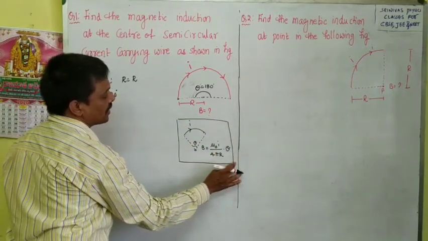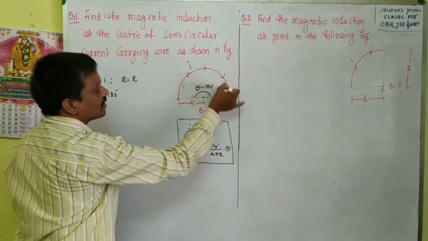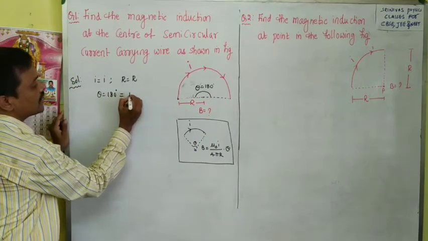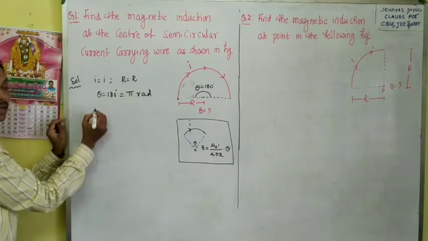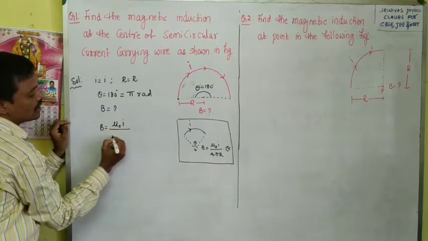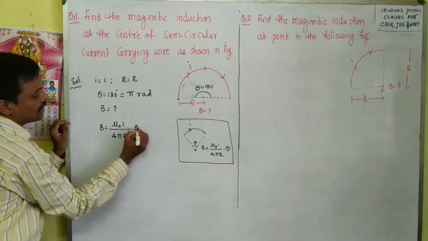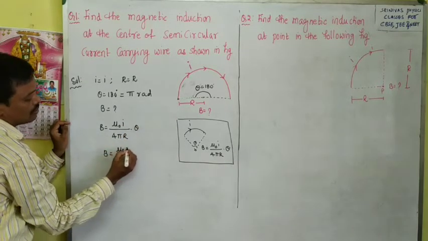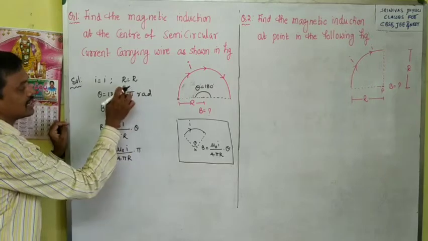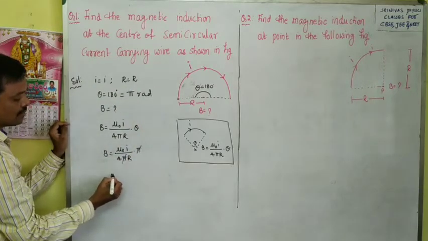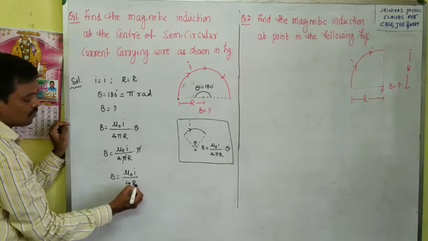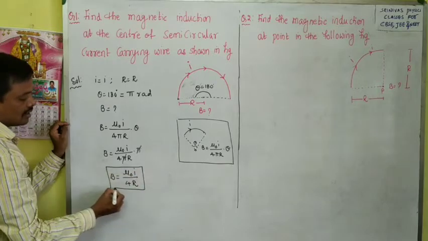This formula we have to apply here, but here the arc is in the semicircle shape. Both ends are joined to the center, it is making 180 degrees. 180 degrees is nothing but pi radians. The question asks for the magnetic induction at the center. The formula is mu naught I by 4 pi R into theta. But what is theta here? It is 180 degrees or pi radians. Here we write pi. This pi will cancel, then we will get the magnetic induction at the center of the semicircular arc as mu naught I by 4 R. Like this we have to solve.